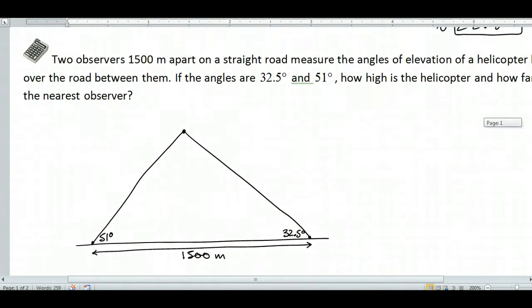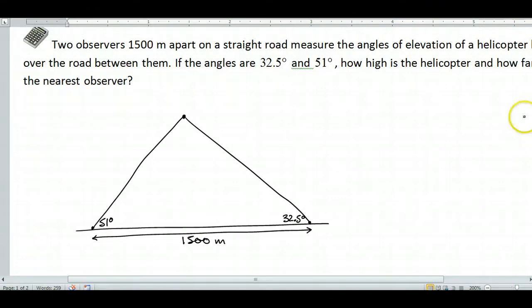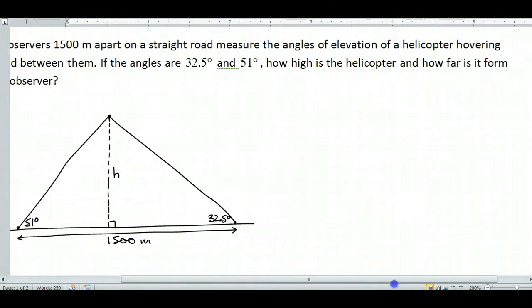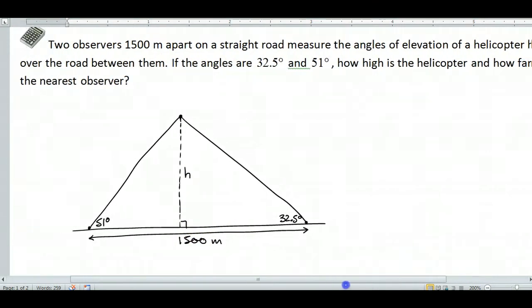How high is the helicopter? So we're looking for the height of the helicopter. So I'm going to have to give a name to that, right? Height right here, h. And we're also looking for how far is it from the nearest observer?